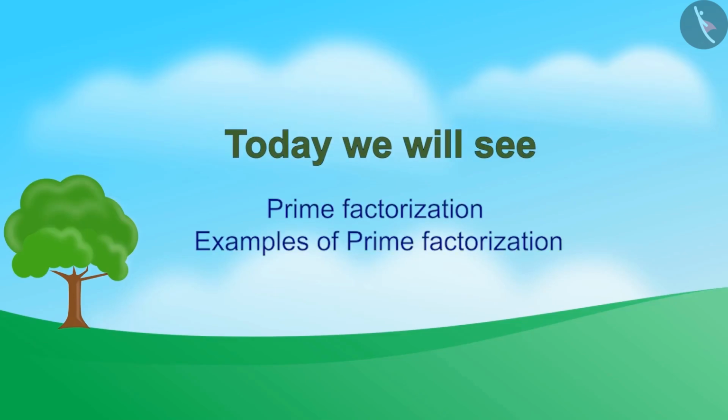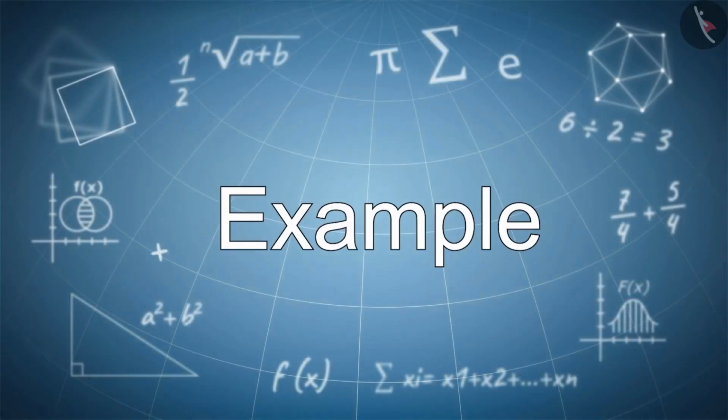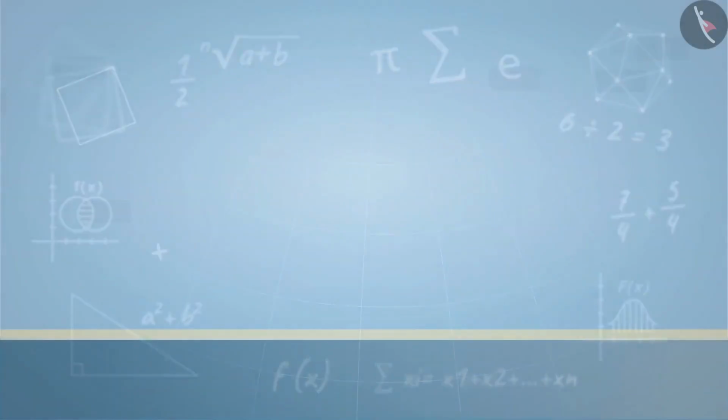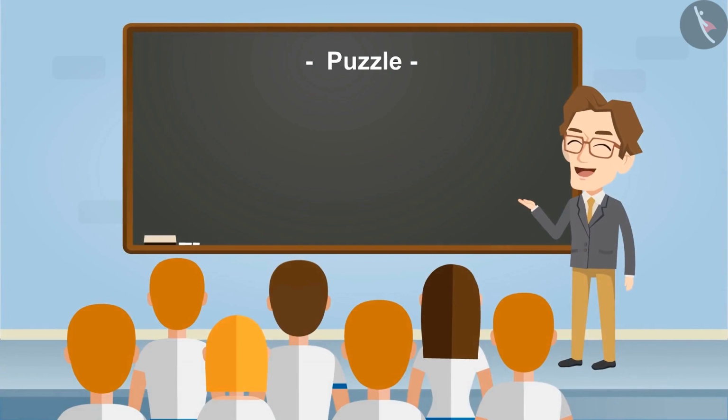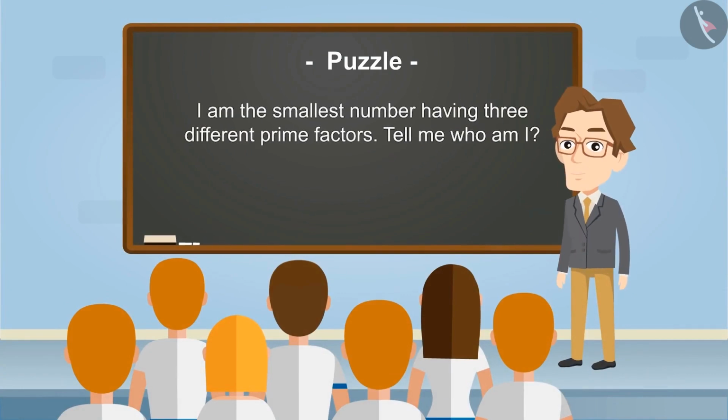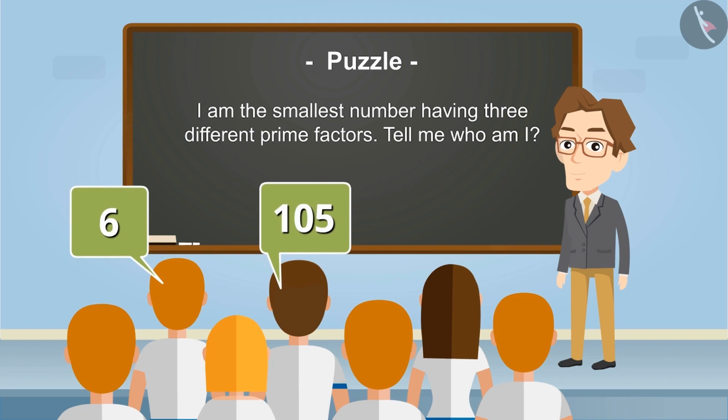Today we will see examples of prime factorization. A puzzle game is going on in a classroom. The teacher has written a puzzle on the blackboard. The puzzle is, I am the smallest number having 3 different prime factors. Tell me, who am I? Ajay's reply is 6, Vijay's reply is 105 and Namrata's reply is 30.